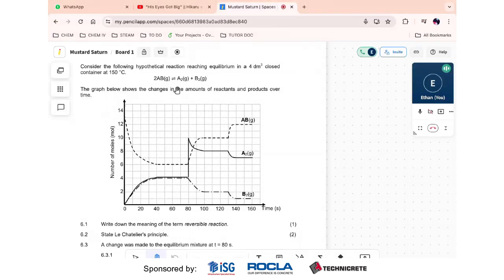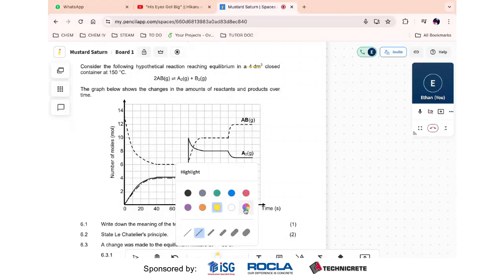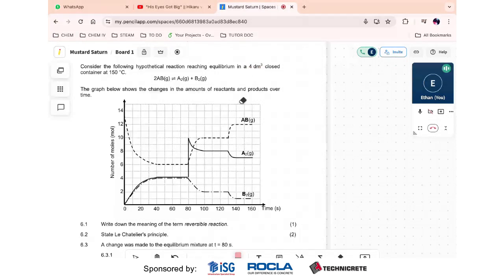Consider the following hypothetical reaction reaching equilibrium in a 4 decimeter closed container at 150. Okay, so we have a 4 decimeter container. Let's just highlight the pertinent information as we go through the question. And it reaches equilibrium at 150. They give us the reaction here. The graph below shows the changes in the amounts of reactants and products over time.